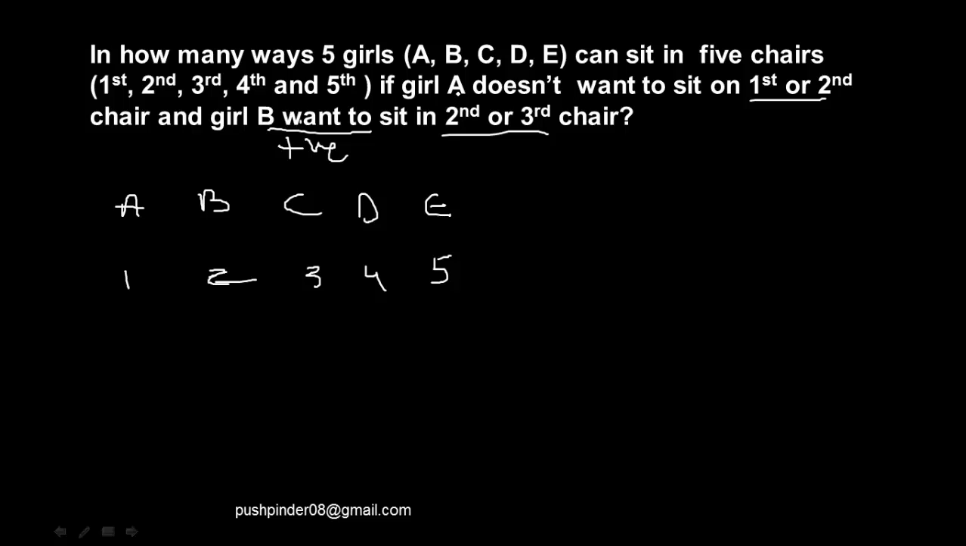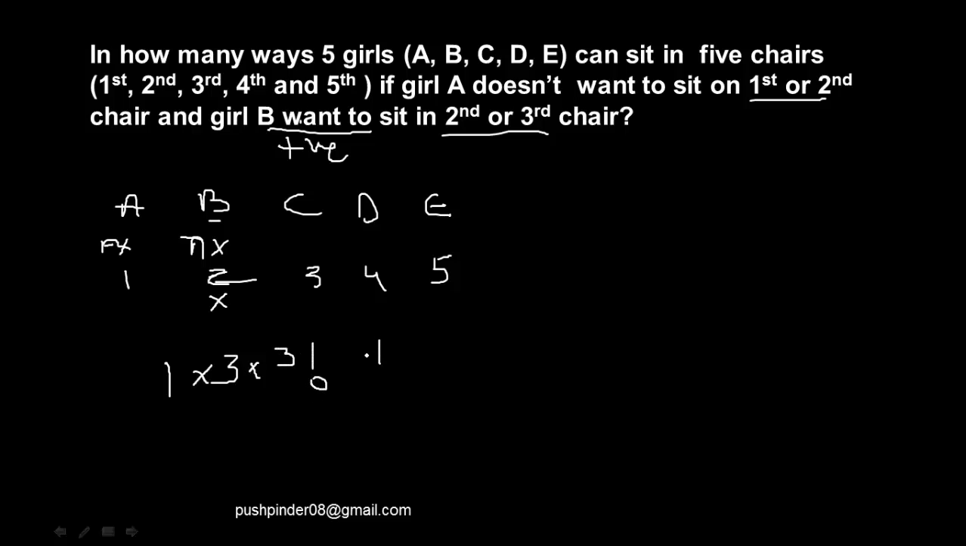How many ways are there to make B sit on the second chair? Only one way, right? So you make B sit on the second chair. Now let's suppose B has sat on the second chair. Now A does not want to sit on the first or second chair. A cannot sit here, so he has these 3 choices left. Now there are 3 girls left and 3 chairs left with no conditions, so 3 factorial.